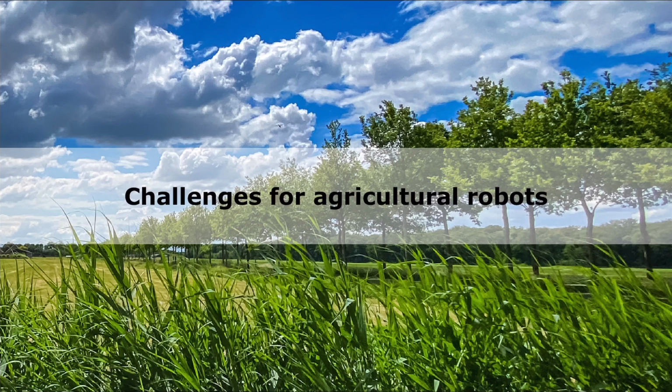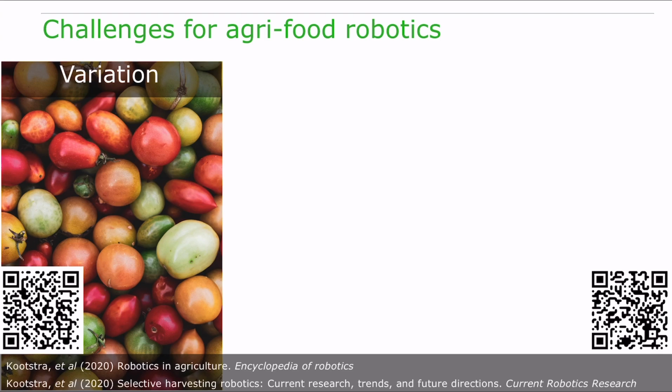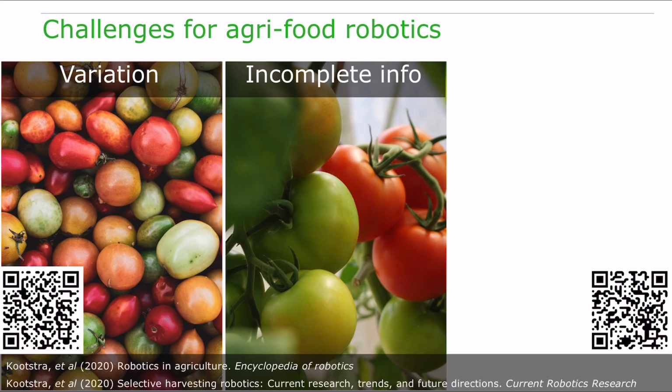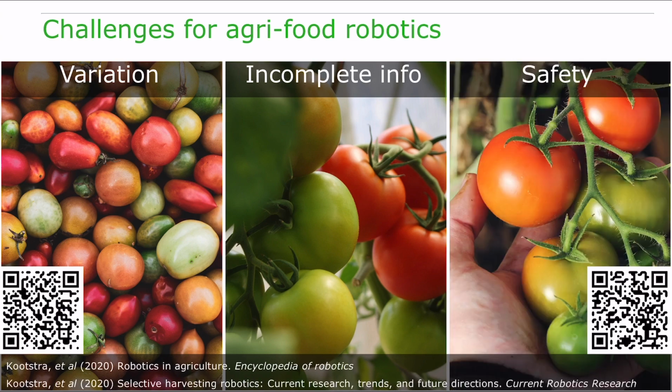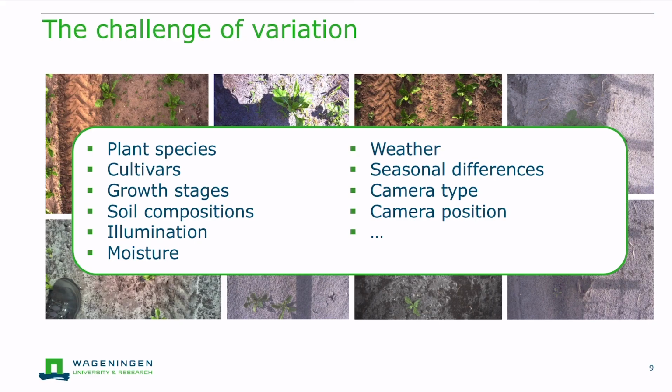But there are challenges in agricultural robotics. We defined a few. The first one is the variation, what I just started out with. Products look different. There's incomplete information. Sensors might not provide us the information that we need. There might be occlusions, like in the picture here. And there's the issue of safety. How can a robot deal in a safe way with the produce so that it's not damaged or harmed? Today I will focus on the challenge of variation.